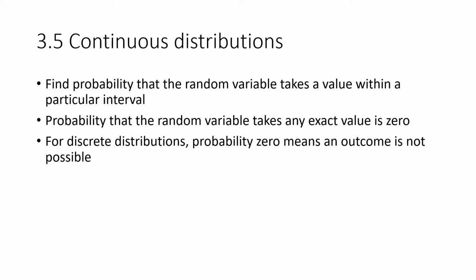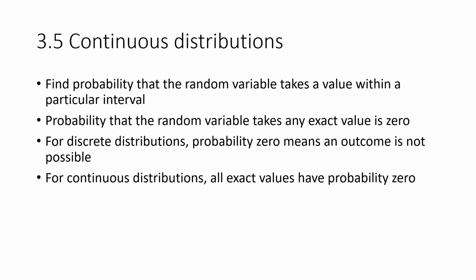So for discrete distributions, a probability of 0 means that the outcome is not possible. For continuous distributions, in fact, all exact values have probability 0. So a probability of 0 doesn't indicate that something can't occur. It just means that that exact value is extremely unlikely to occur. We'll see more about this as we go into section 3.5.